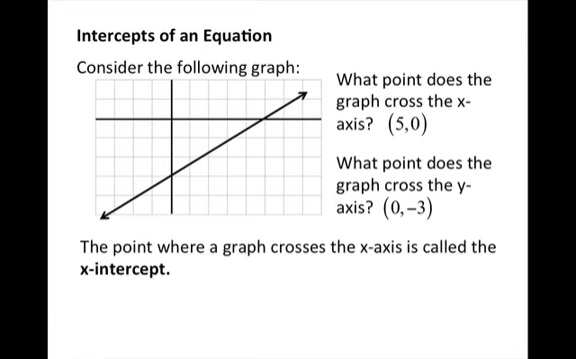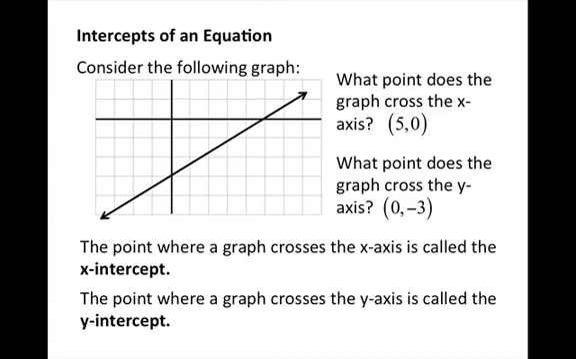Any point where the graph crosses the x-axis is referred to as an x-intercept. And likewise, the point where the graph crosses the y-axis is called the y-intercept.